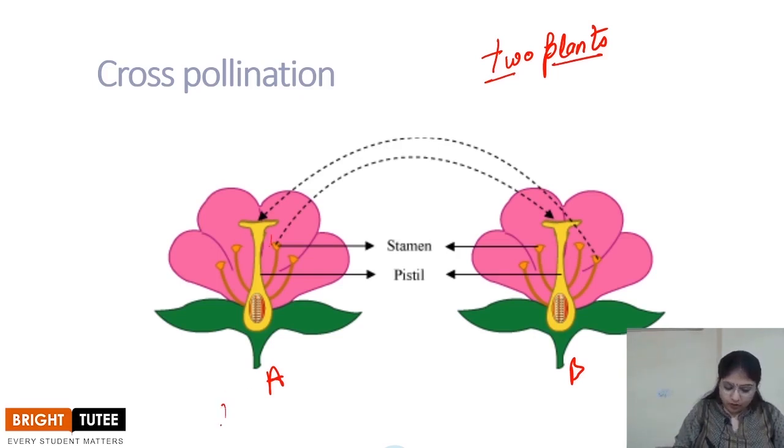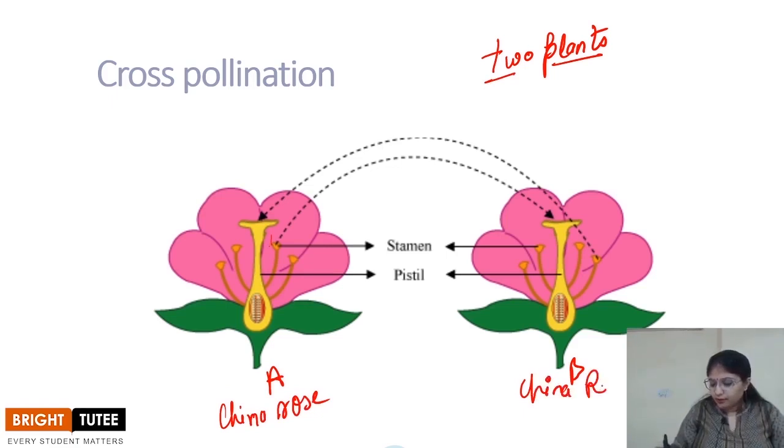So if we are talking about China rose, both of the flowers are of China rose only, right? So what is happening over here? From the anther, the pollen is getting transferred to the other flower that is on a different plant altogether. This kind of transference is called cross-pollination, right? So these are the two types of pollination. Now, if you think about it, how does pollination occur? I've already told you there are different agents which help in the pollination.